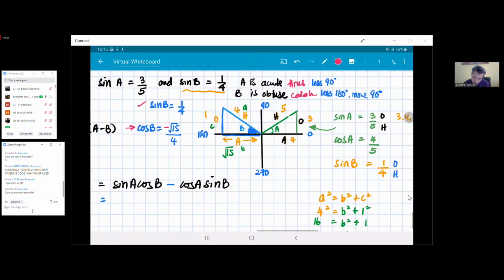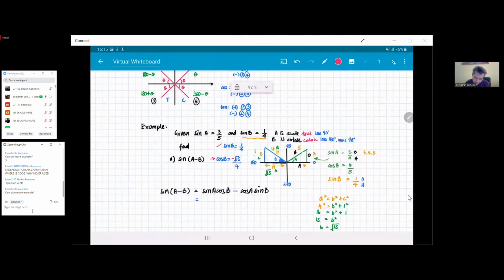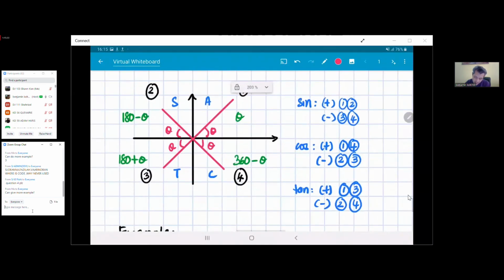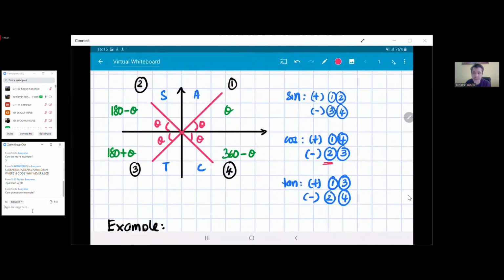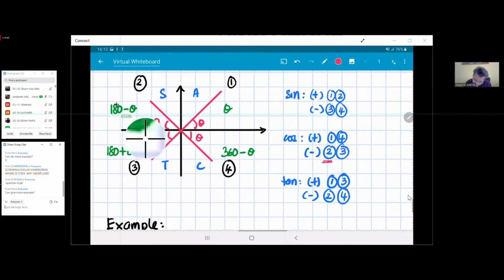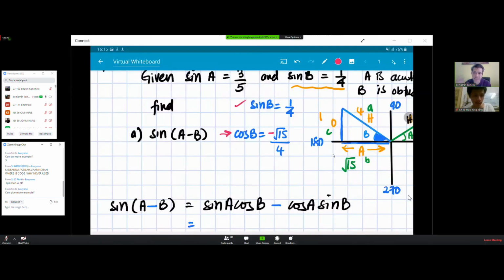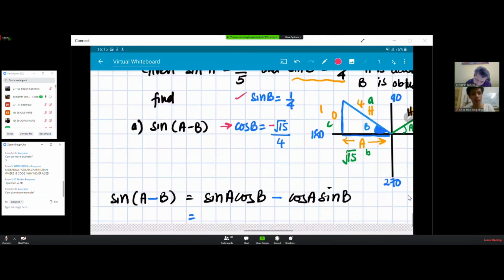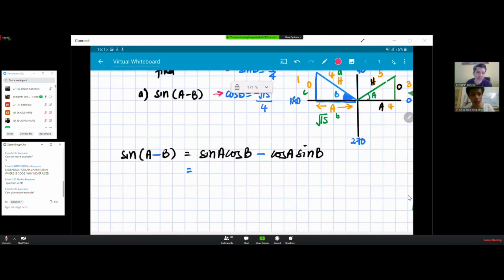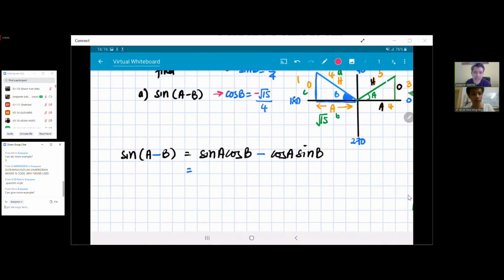So that's why you have to come back to this. Do you see? This is the second quadrant, right? In the second quadrant, cos value is negative. So because of that being negative, here I need to put a negative. Okay, and then the formula you don't need to memorize. You take the formula from here. The formula for sin(A minus B) is sin A cos B and then minus cos A sin B. Now you replace one by one.